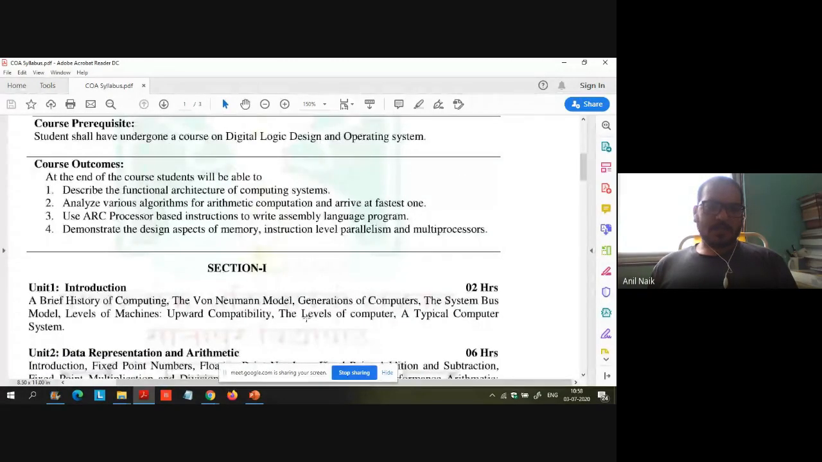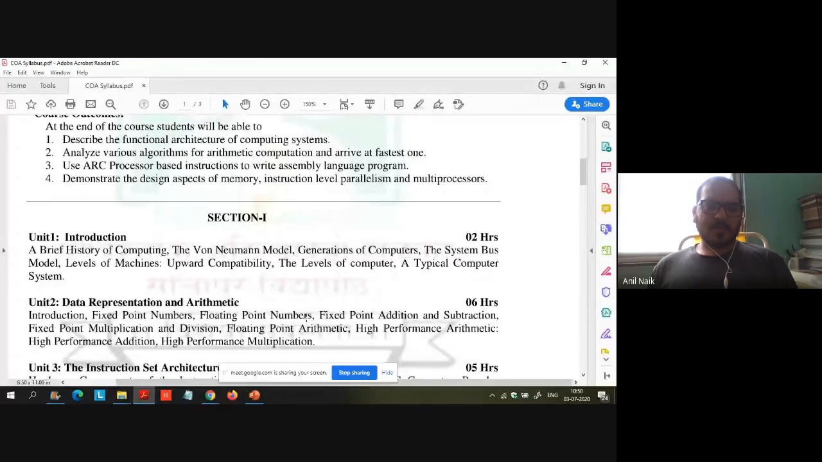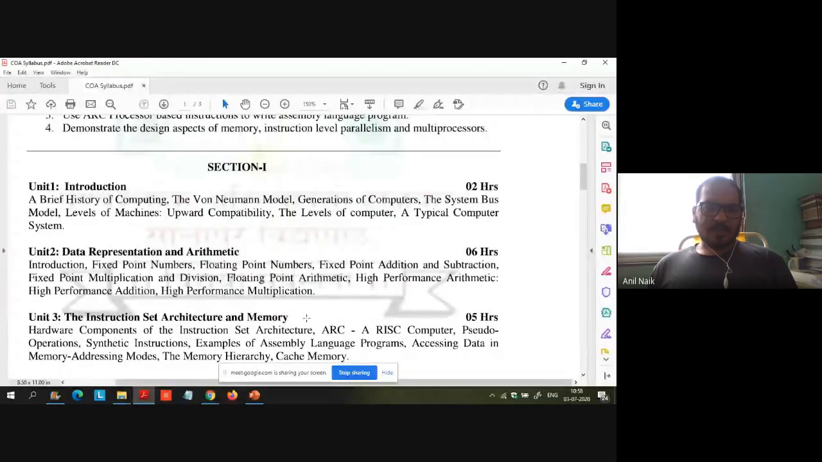Okay, so these are the course outcomes that you will study, and we will also go through the sections. In section one, you will study the introduction. In the first chapter, we will study the history of computers and computing devices, then the von Neumann model and different generations of computers. Now we are living in the fifth generation era.